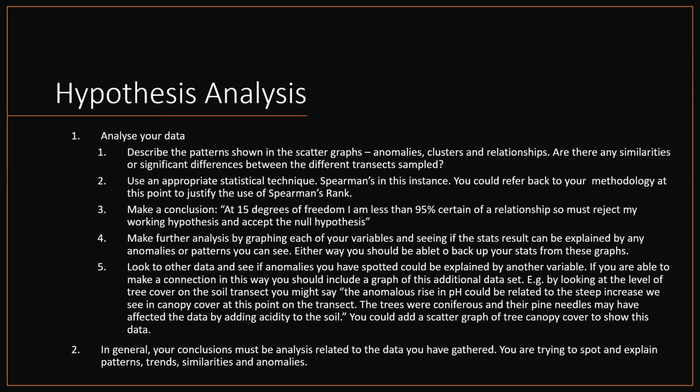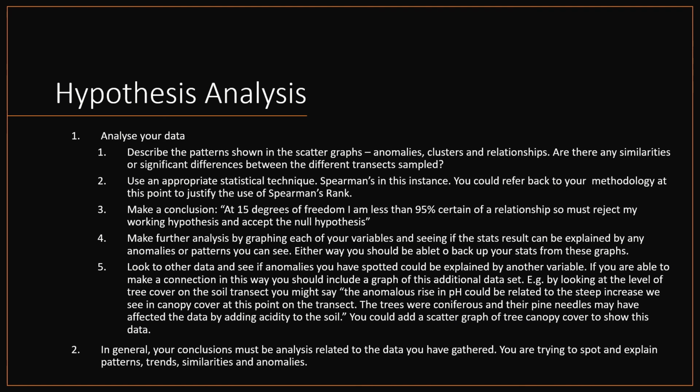You then want to analyze this data. Well, first of all, you would describe any patterns shown in the scatter graphs. You're looking here for anomalous values, ones that are strangely high or strangely low and sit away from the line of best fit on your scatter graphs. You're looking for clusters of data on your scatter graphs. Are all the data points clustered near a certain end of the trend line? And are there any positive or negative relationships that you can see?